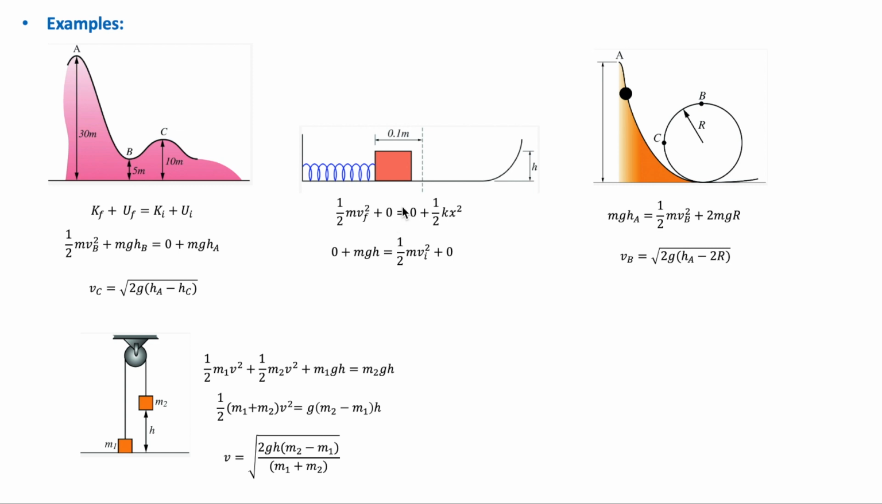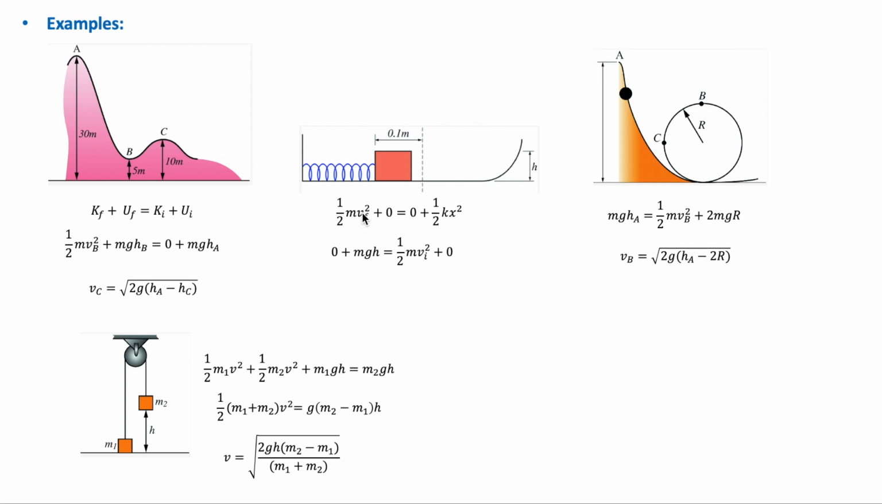So if we consider the block plus the spring and the surface as the system, and if we neglect friction between the block and the surface, the system may be considered as an isolated system where only the spring force acts internally. So the spring force is an internal conservative force. And so we may apply this equation. So this means for this system, energy is conserved, right?